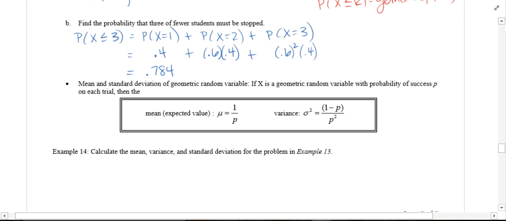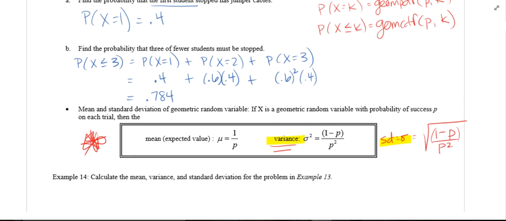Okay, the mean and standard deviation of a geometric random variable. So here again, formulas that are helpful you need to know for this chapter test. So the mean is 1 over P. The variance is, okay, notice this is variance too. So the standard deviation would equal the square root of this. Okay, so just note that this formula is for variance. So here's your standard deviation. You just got to take the square root of it.